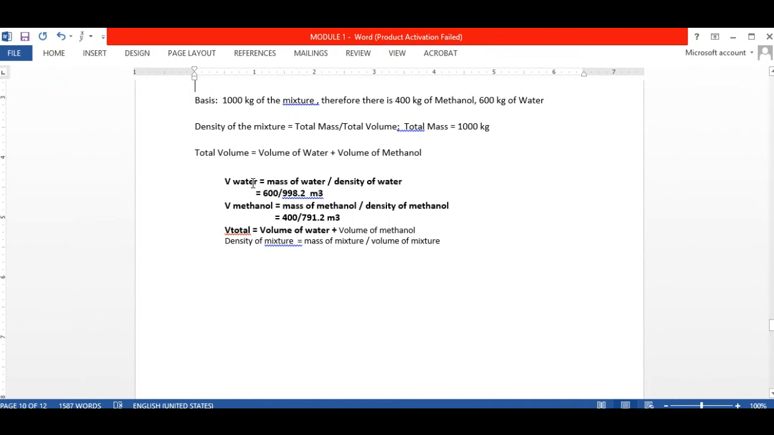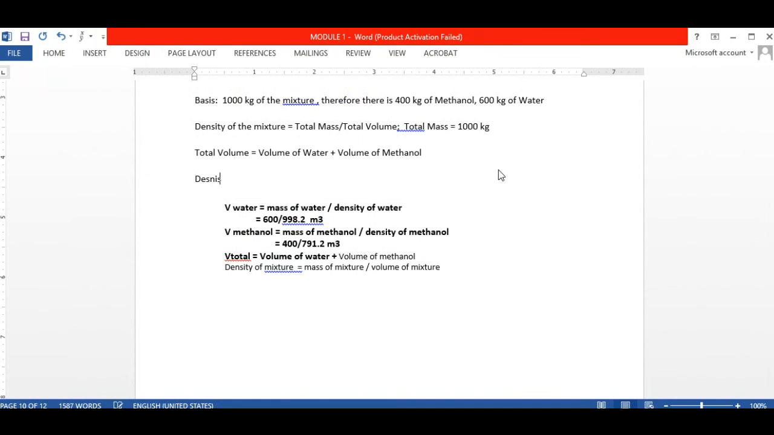So how do I calculate the volume of water? Volume of water is mass of water over density of water. So mass of water is 600, density is given, and similarly volume of methanol is 400 over this density, and you sum them together. So you will get the total volume. You put the total volume here, and you will get the density of the mixture. And this is how you got the density, by simply using the formula: density is equal to mass over volume. By this simple equation, I calculated the mixture.